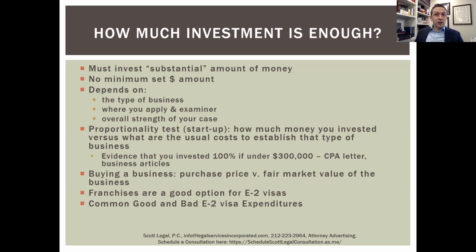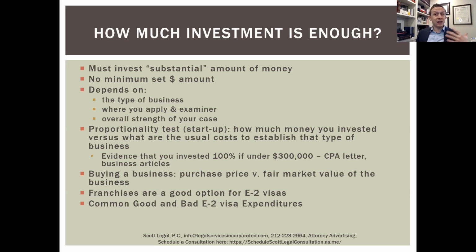The government, as I mentioned, does not have a set dollar amount. The government does, though, talk about what's called a proportionality test. And basically what they say is, if you are starting a business that is relatively inexpensive to get started, inexpensive is a relative term. We would think of inexpensive as something around $300,000 or less. A business that requires $300,000 or less to get started, the government will want to see 100% of that investment amount spent on the company before the application for the visa is submitted.